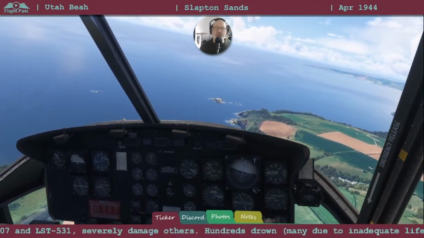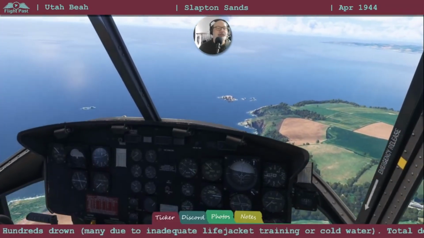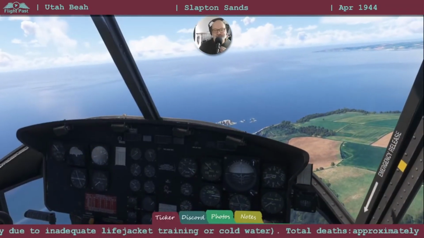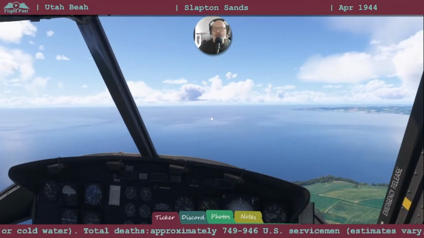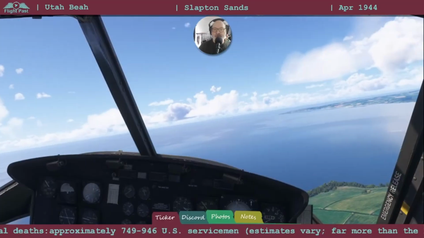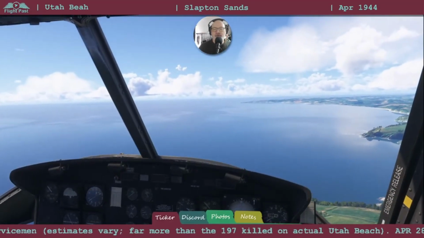So these casualties are comparable to basically Omaha Beach in scale. Many of the people who died as well were drowned, obviously, but they all died from hypothermia.